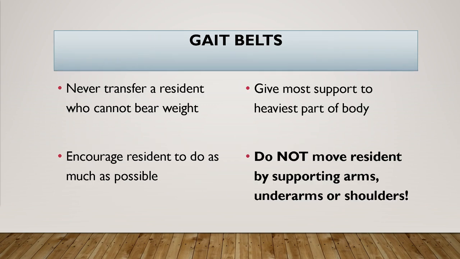Gait belts. Gait belts are used whenever a resident needs to be assisted to a standing position or to provide stability if ambulating. We are never to pull on residents' arms, underarms, shoulders, or their pants. To prevent physical injury to the resident or staff, if the resident cannot bear weight, a lift should be used for the transfers. The belt should be placed around the waist, as it typically is the heaviest part of the body and is the center of gravity on a person.